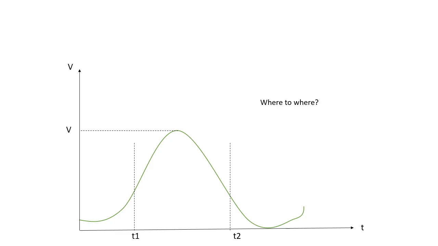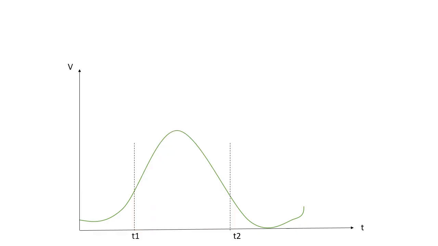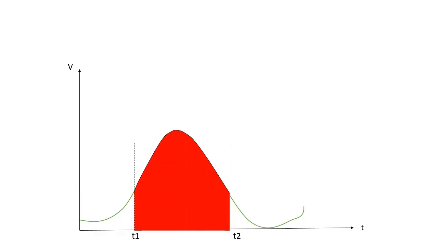Let's see. This height is v0, v, but the velocity is changing all the time, right? If you take v here and do v delta t, the difference multiplied by v, you get an area here which is not correct, because this is not the area under the curve. Actually the area under the curve is this.